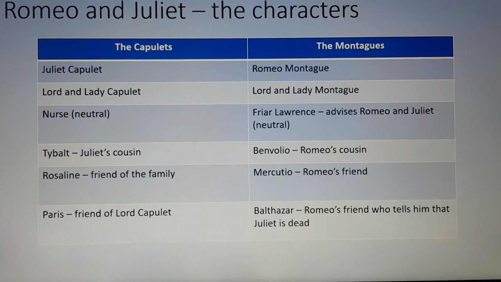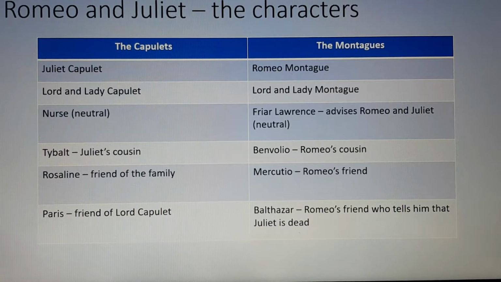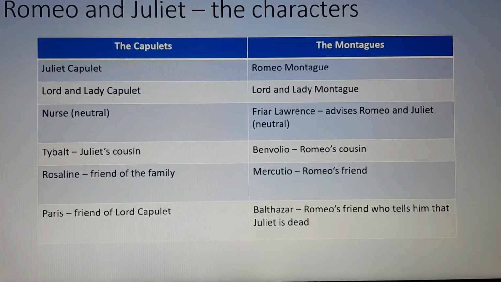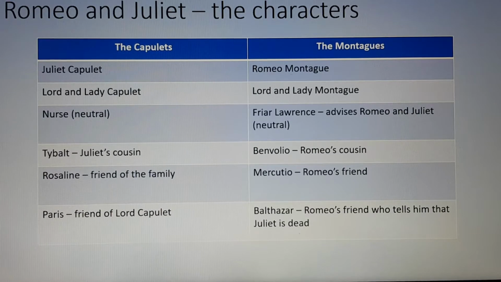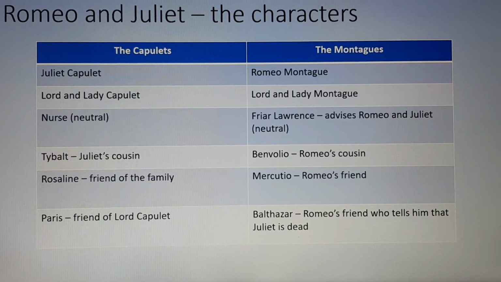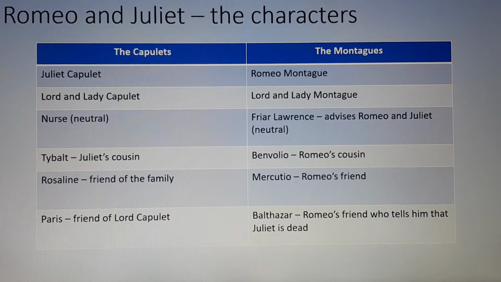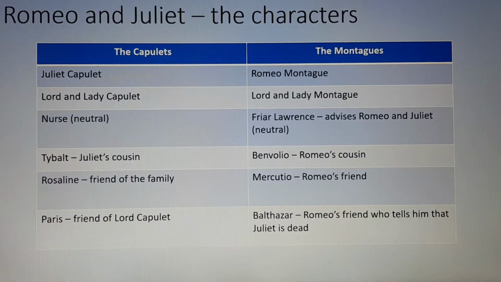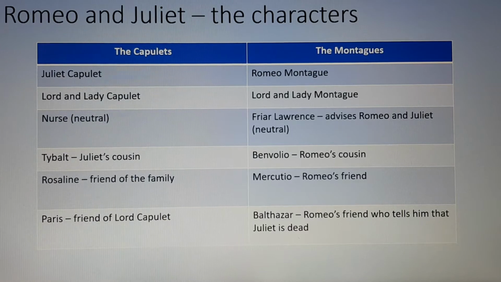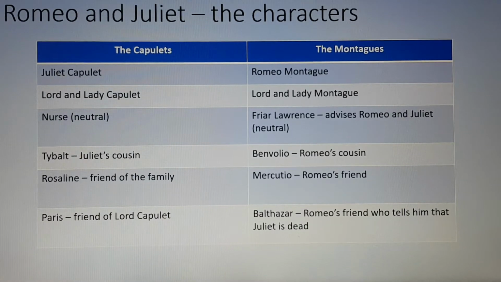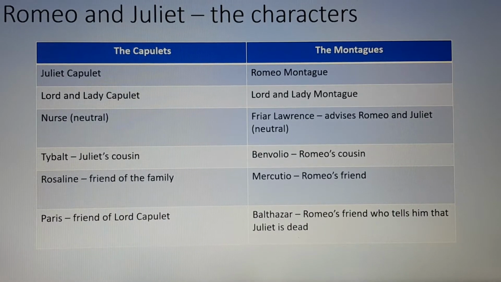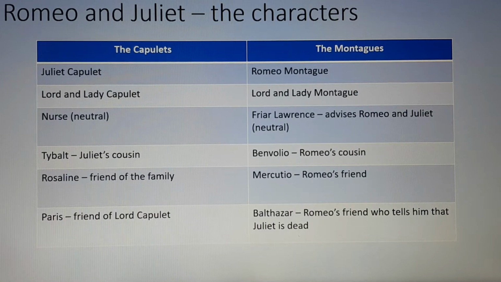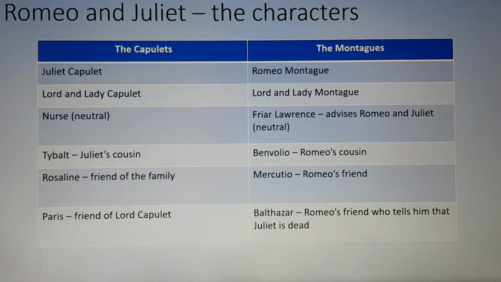You've got Tybalt, who's Juliet's cousin, Rosaline, who's a friend of the family, and Paris, who is a friend of Lord Capulet. And then on the side of the Montagues, we've got Romeo Montague, so he's the son of Lord and Lady Montague. Friar Lawrence, who advises Romeo and Juliet. Friar is like a vicar or a priest, so he's a neutral character. He's sort of the religious character in the story. Then we've got Benvolio, who's Romeo's cousin, Mercutio, Romeo's friend, and Balthazar, who is another friend of Romeo's.